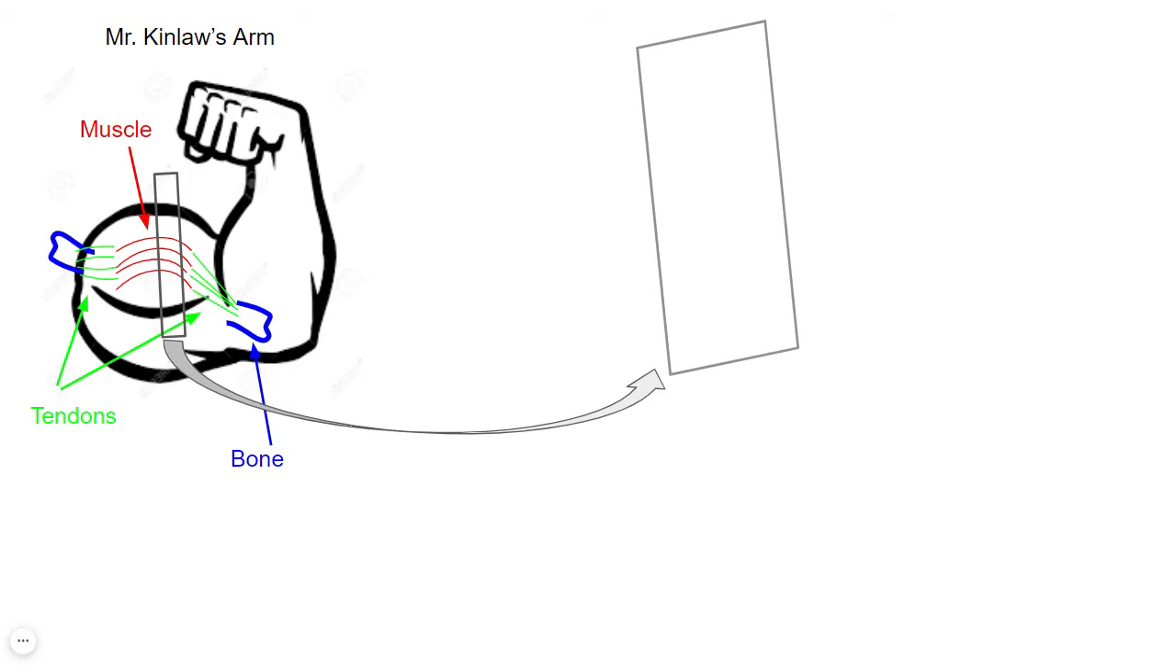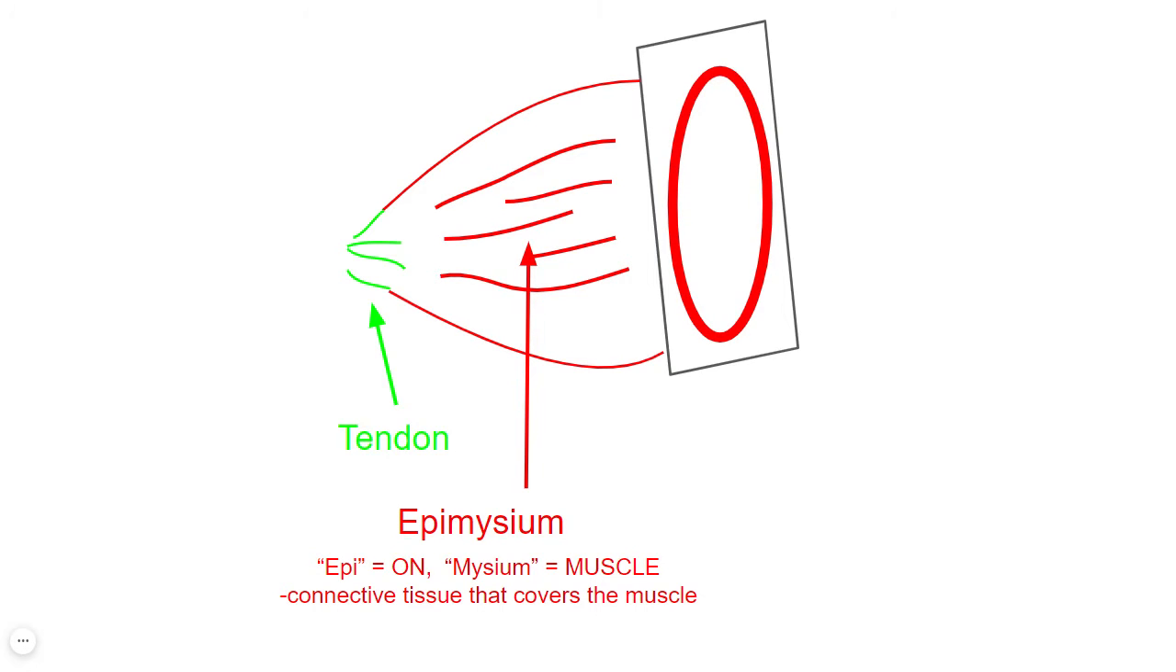So we're going to take a slice out of my arm here, all right, if we're cutting it across there. And we're going to start drawing at the tendon. Now, when you have the tendon, it connects to the bone on one side and then the muscle on the other. Okay, and that muscle is encased in something called epimysium. Epi just means on, mysium means muscle. So the tendon grabs onto that epimysium, and that's the connective tissue that covers the muscle.